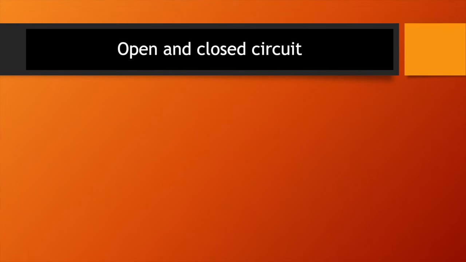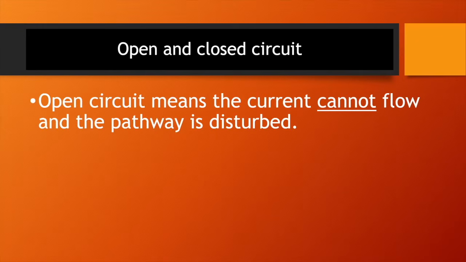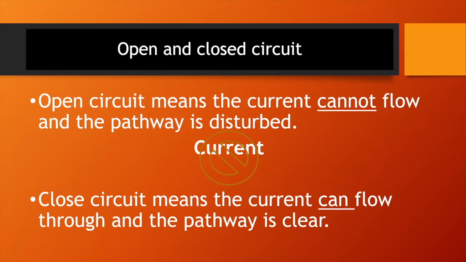The difference between an open circuit and a closed circuit. An open circuit means that the current cannot flow and the pathway is disturbed, meaning that the electrical energy will not sufficiently be passed through the conducting wires as there is an opening. A closed circuit means that the current will be able to flow through and the pathway is clear, which allows the current to flow.